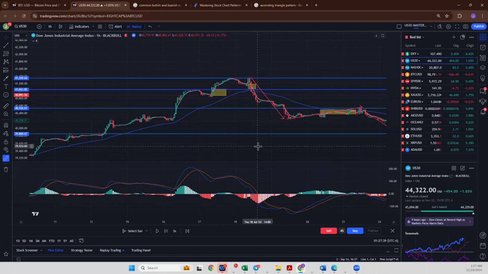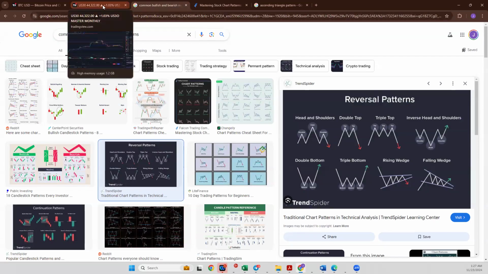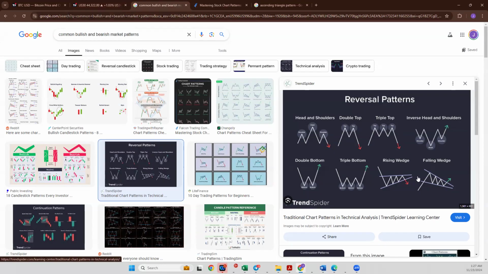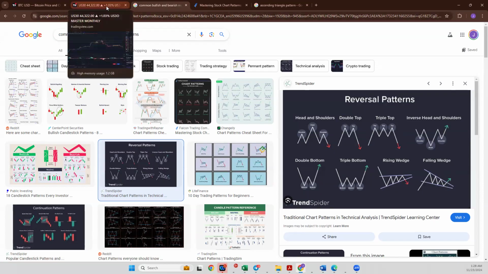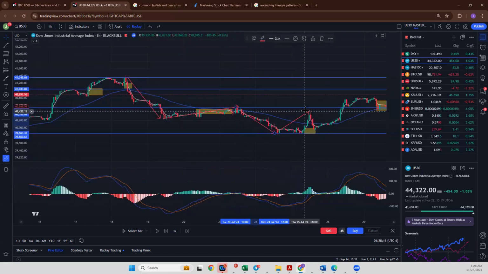So I would challenge you to go ahead, and there's plenty of resources online that you can easily look up. Like I said, I literally just Googled common bullish bearish market patterns. And this is what I got. I mean, you get these common patterns. They've even got falling wedge and rising wedge, which, in my opinion, is literally just a bearish flag and a bullish flag. That's what that is. They call them different things. But yeah, you can find this for yourself, and hopefully this will help you in your trading.